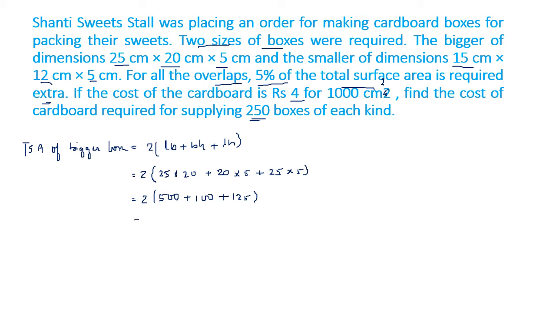Yes, that is 500 plus 100 is 600, plus 125 is 725. 725 times 2 is 1450. That is the total surface area of the bigger box. Okay. Then the TSA of the smaller box.